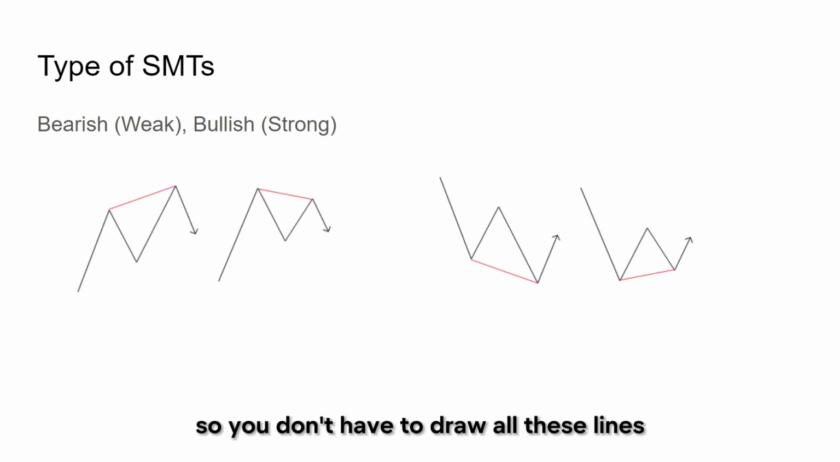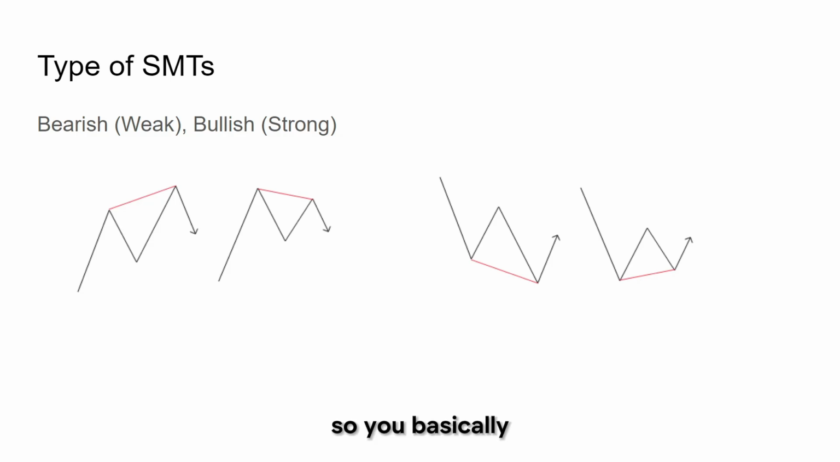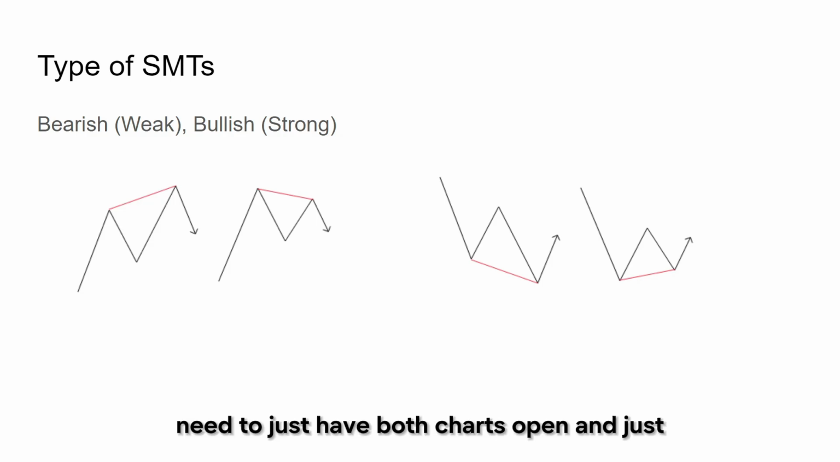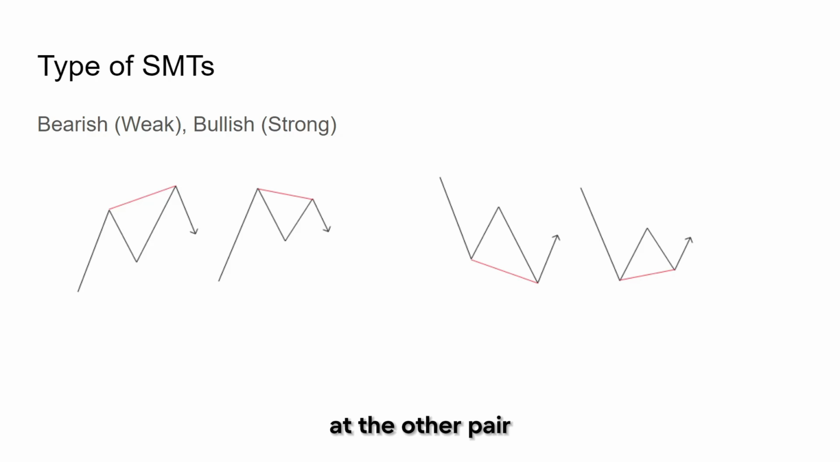So you don't have to draw all these lines. SMT really is something simple. It's just a concept that you have to understand. And even if you watch ICT live streams, he always goes back and peeks at the dollar index, or he peeks at ES when he's trading NQ, and he doesn't draw any lines. He just looks at it and he's like, okay, ES took the low here, I'm expecting NQ to do the same or whatever. So you basically need to just have both charts open and have a glance at the other pair.